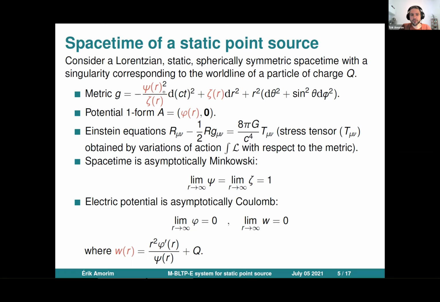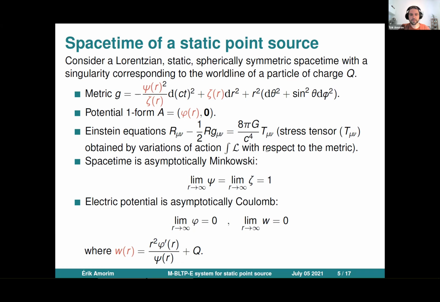And you also have a potential one-form A that only has the electric potential part in it, the phi. It doesn't have any magnetic potential because of the spacetime being static. OK, so you consider a metric of this form. You have the Einstein equations also, the standard Einstein equations here, where the stress tensor T mu nu, if you have a theory coming from a Lagrangian, you can find it by variations of that action with respect to the metric.